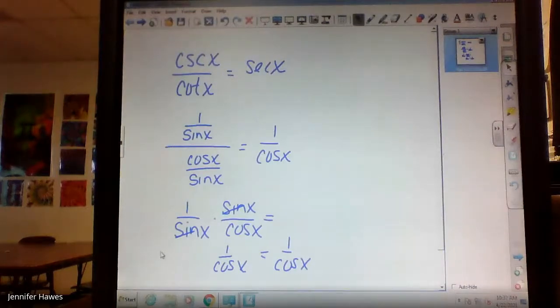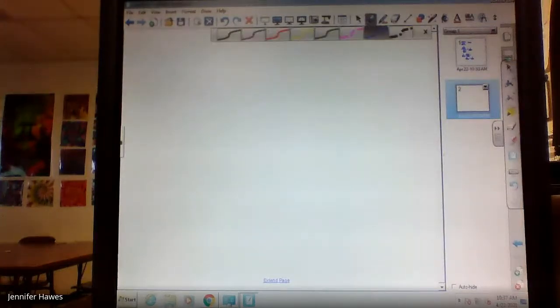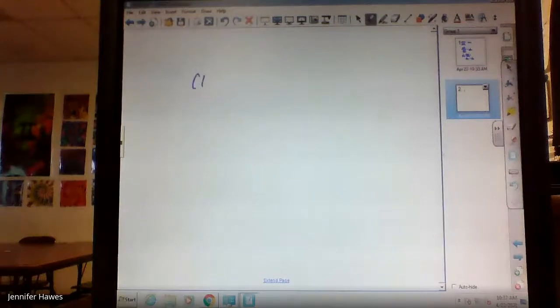Okay, I don't remember how to do stuff on here. Okay, what was it? Cos, cosecant, and then tan equals 1. Cos, and then 1, and then cosecant, and then tan, and then equals 1.